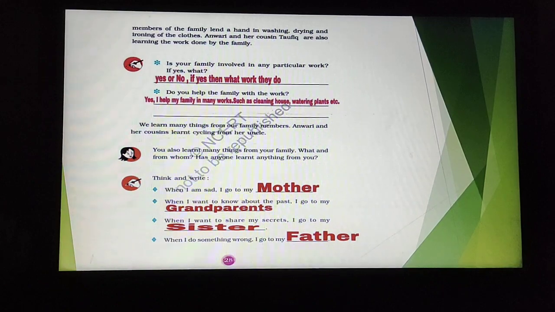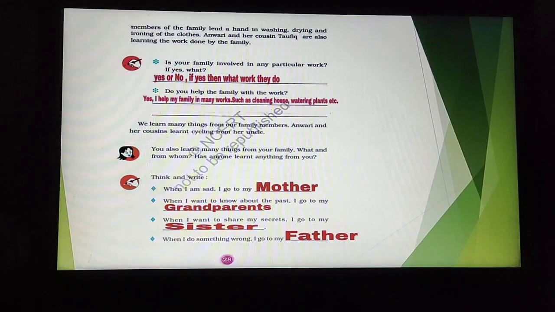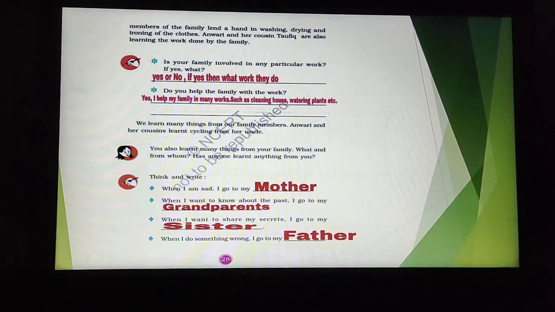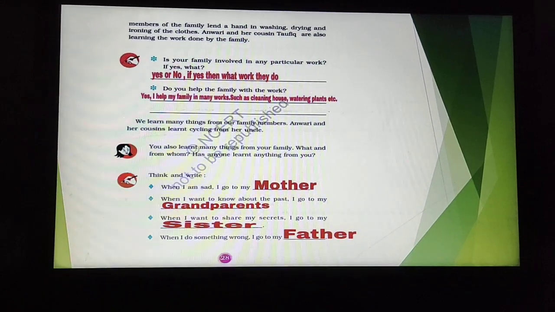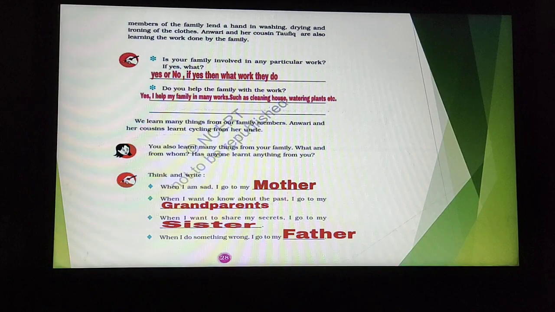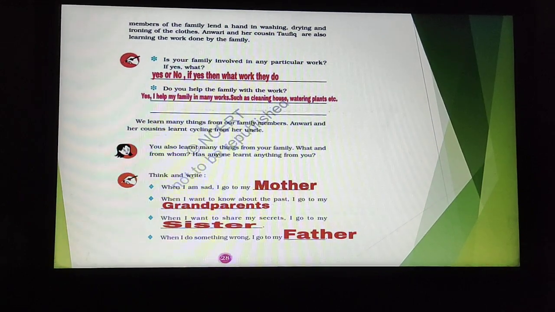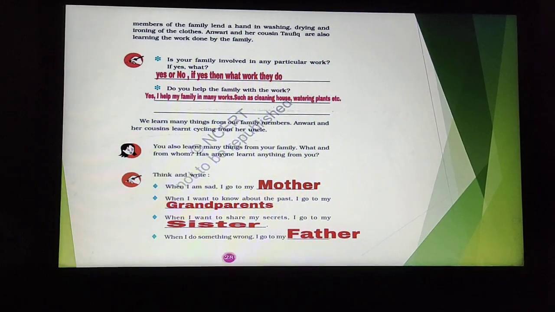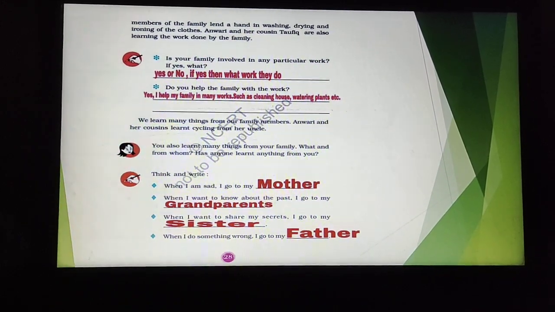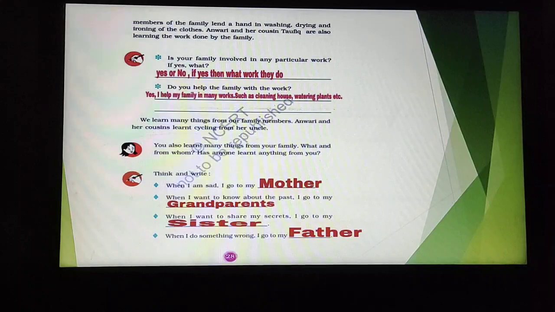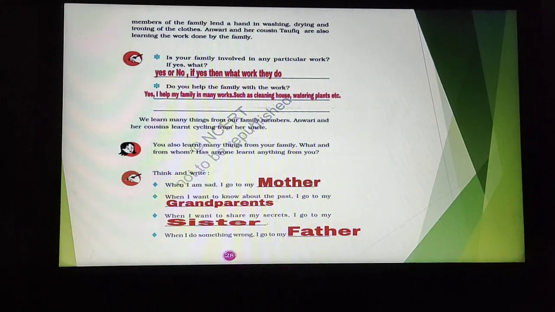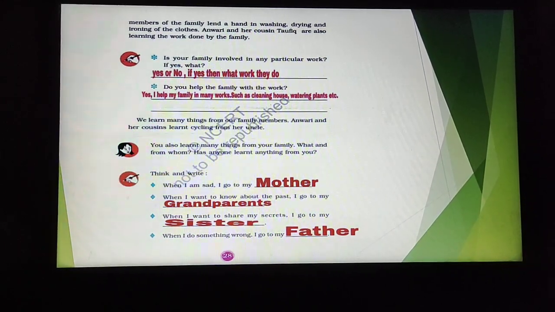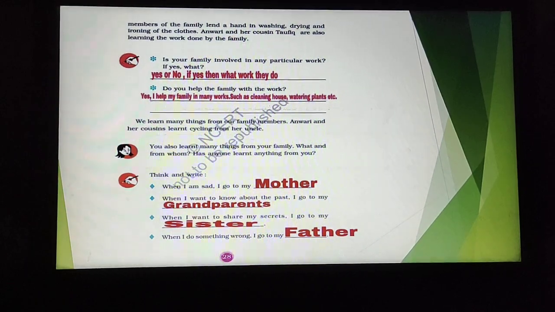when I want to share my secret, I go to my sister. If we are having some secret, right, then we go to our sister. Then what is the last? When I do something wrong, I go to my father. Yes, if we make any mistake, then we go to our father and we admit our mistake to him, right? Father, I did this. So students, understand? Now we will be seeing our next page.